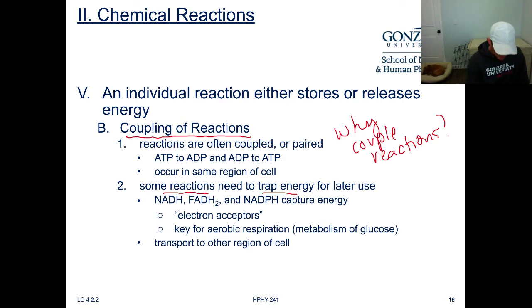I've got 3 listed here, but we're really only going to focus on these 2. I'm going to cross this one out for now. So this molecule called NADH and the second one called FADH2. These are electron donors or acceptors depending on their chemical state, and they are key for aerobic respiration, aka metabolism of glucose: glycolysis, citric acid cycle, electron transport chain. If we want to maximize the energy we extract out of our food, then we need these electron donors and acceptors to be operating efficiently.